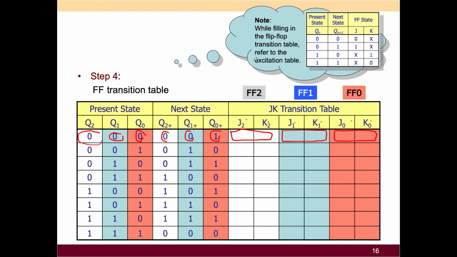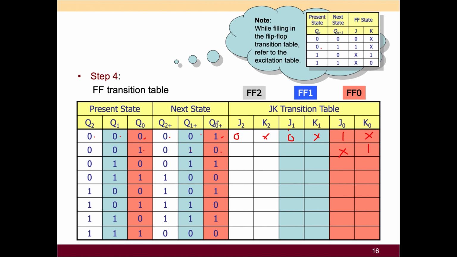Fill it all. Okay, let me try to fill it. You need to refer to this table as I mentioned. 0 to 1, I have 1x. And then 0 to 0, I have 0x. And then 0 to 0 again, I have 0x. Let's move to another, 1 to 0. 1 to 0, I have x1.